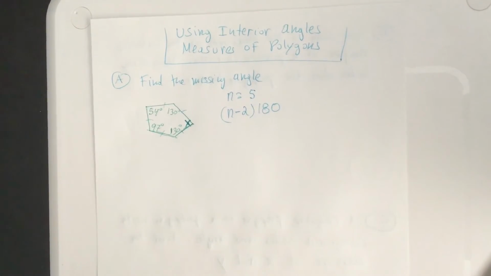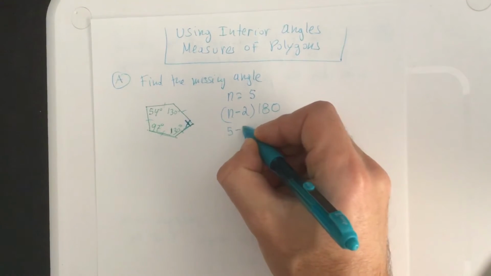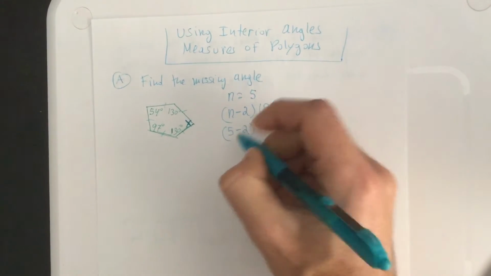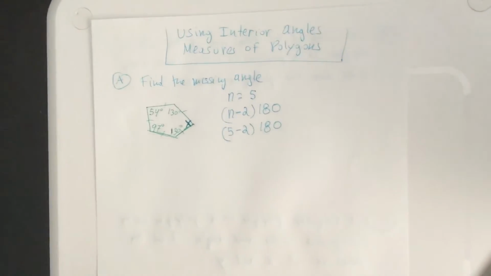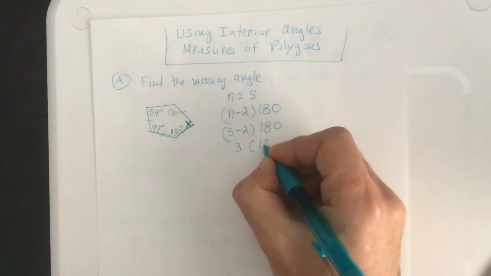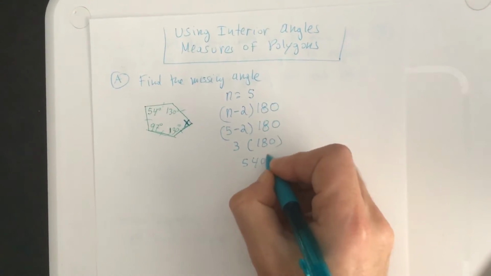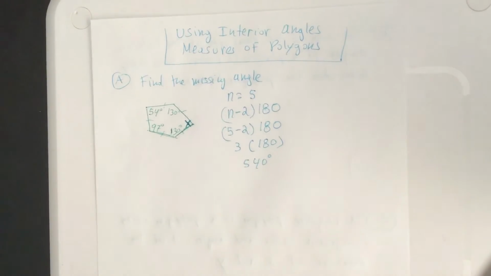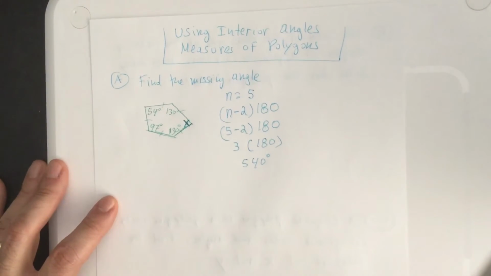In this case, n is 5, the number of sides. So 5 minus 2 times 180. 5 minus 2 is 3, so 3 times 180 gives you 540 degrees. So all of the angles inside this pentagon, or any pentagon, add up to 540 degrees.